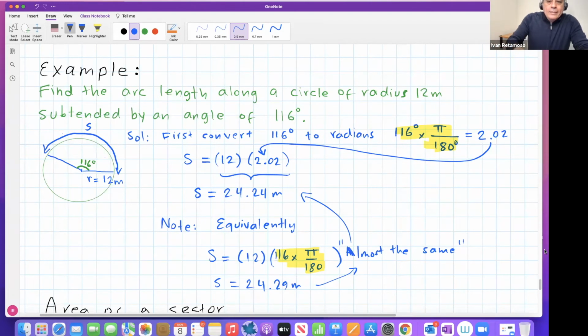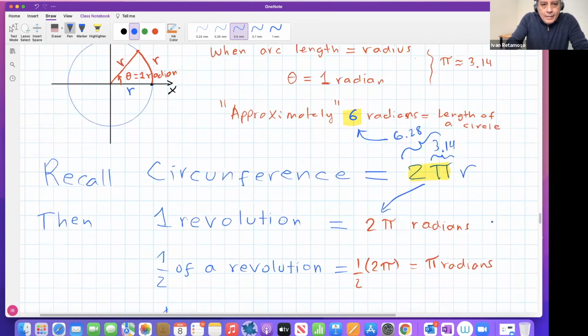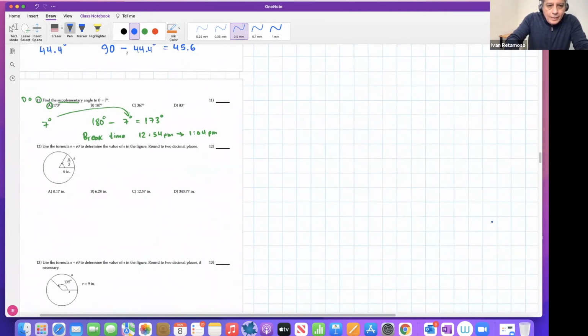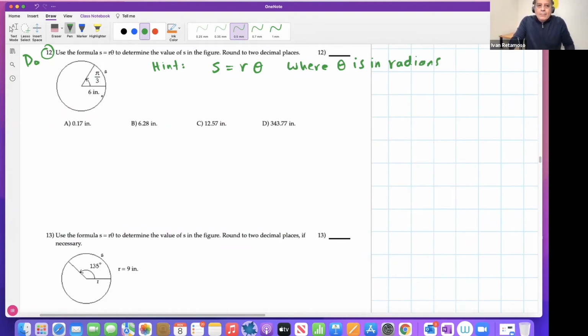All right, guys, so let's continue then. Now I want you to do some work before we move to the second application. Let's go back to the worksheet. And using this formula, S equals R theta, I want you to do these two problems. First, this one. Can you try this? Follow this formula. Hint: S equals R theta, where theta is in radians. Another hint: notice that the angle in this particular example is in radians, so you don't need to do the conversion. Just put it in and then get the arc length, the measure of the arc.